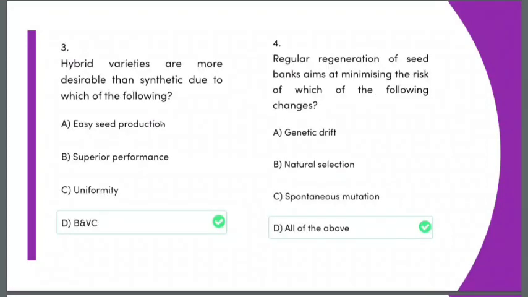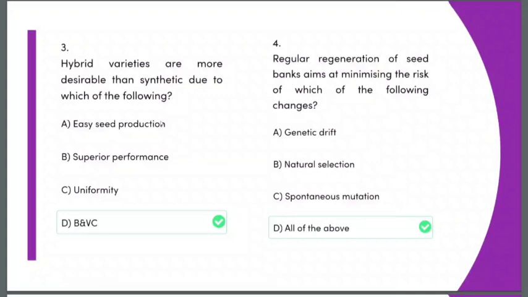Third question is, hybrid variety are more desirable than synthetic due to which of the following? Easy seed production. No, we all know that hybrid variety has a very complex seed production process. B is superior performance and C is uniformity. So superior performance and uniformity are the correct answer. So D option will be the correct answer, B and C. Actually this VC is a typing error.